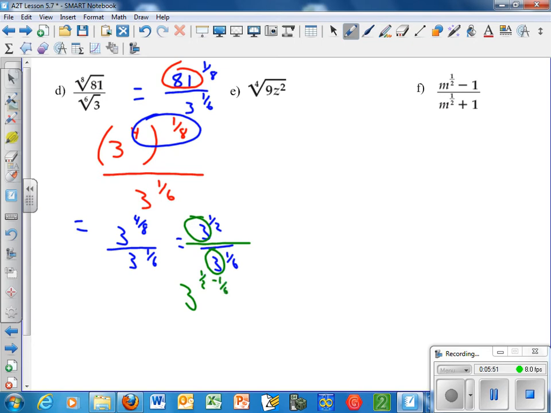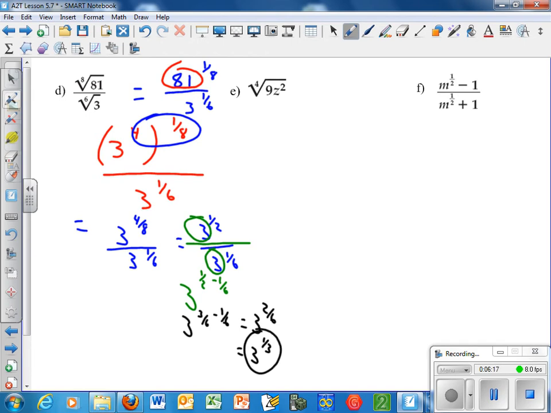That'll be the power. Now, in order to subtract fractions, you have to find a common denominator. So I'm going to rewrite this as 3 to the 3/6 minus 1/6 power. Well, that's 3 to the 2/6, which can be reduced, or the exponent can be reduced, to the 1/3 power. So it's 3 to the 1/3 power.